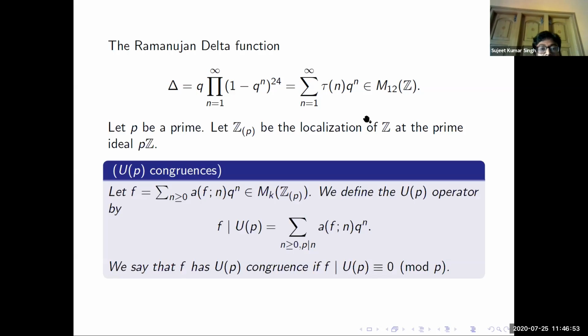Next, I define what is called a U_p congruence. We take p to be a prime and Z_(p) to be the localization of Z at the prime ideal pZ. If we have a modular form which has Fourier coefficients in Z_(p), we define the U_p operator in this way: we take out those coefficients a(n) such that p divides n. We say that f has a U_p congruence if f|U_p is congruent to 0 mod p. This congruence means all these coefficients will be congruent to 0 mod pZ_(p), where pZ_(p) is the maximal ideal in this ring Z_(p).